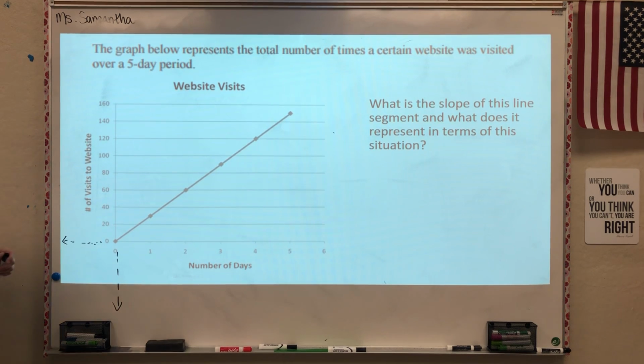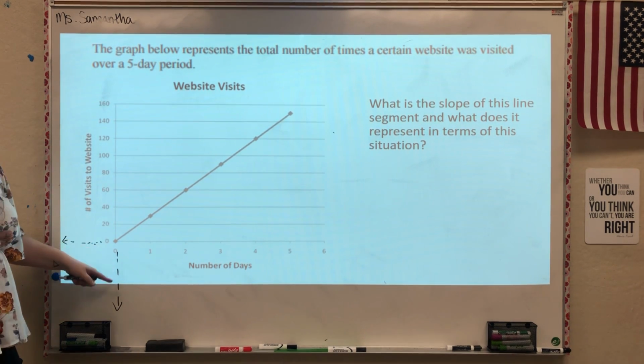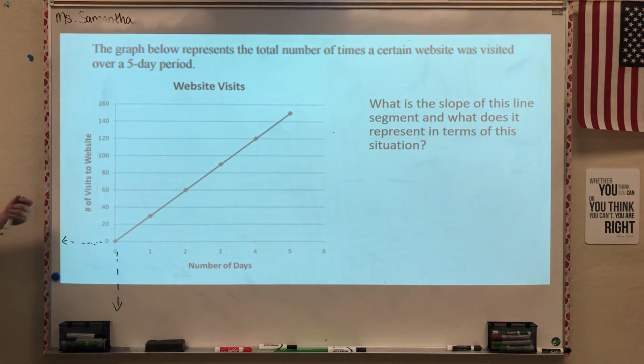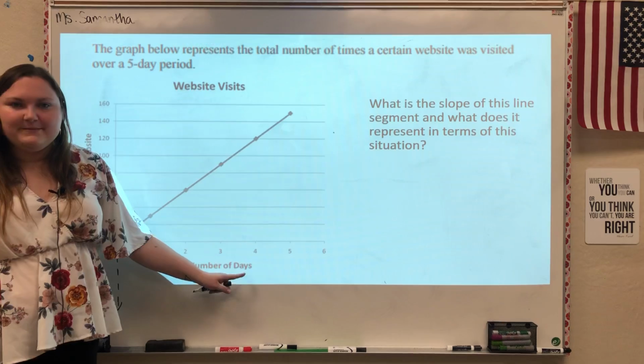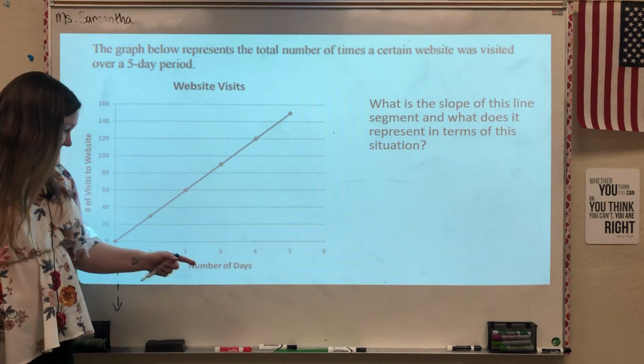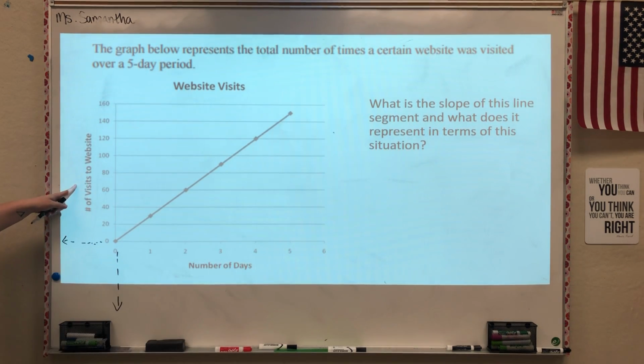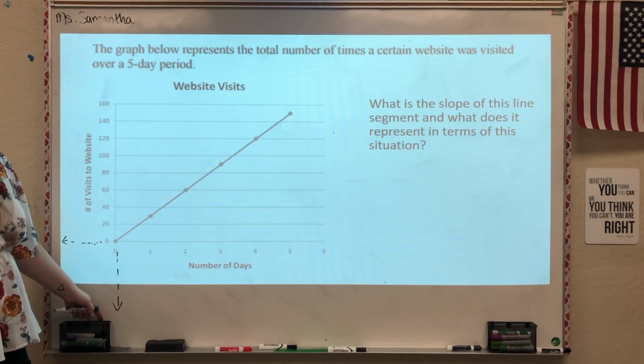Well, what would be there? If I kept going this way, after 0 would be -1, -2, -3. If I kept going down this way, we're counting by 20, so it would be -20, -40. They've taken out the negative numbers. And why would they do that? Well, because this is talking about number of days. You can't have negative days. And this is talking about number of visits. You can't have negative visits.